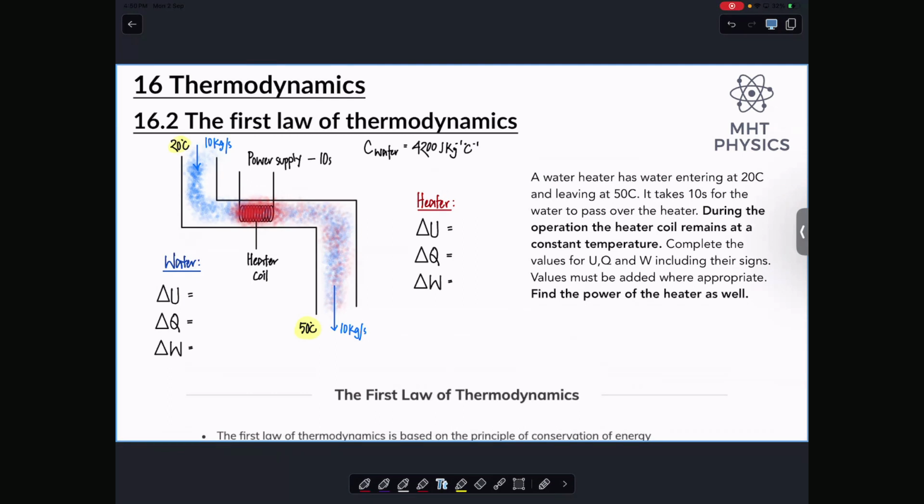Is it going to be positive, negative, or zero? Del U for the water. Positive. It heats up, right? Okay, clear. Del Q, is it going to be positive, negative, or zero? Positive, because you're heating the water, literally. It's called a water heater, right? What about del W? Zero, because you're not doing work on the water. Are you passing electricity through it? No. Are you hammering the water?